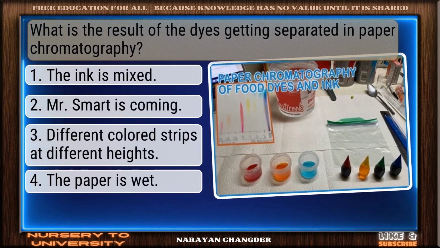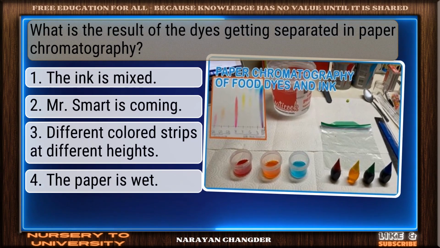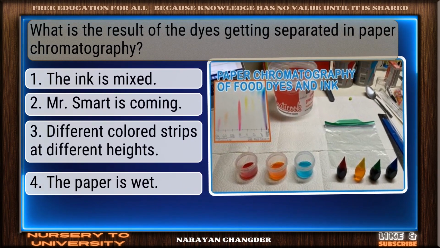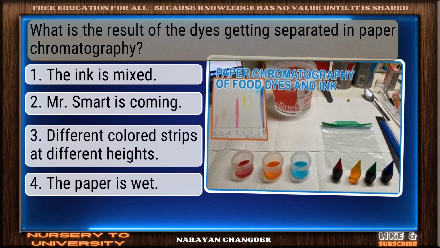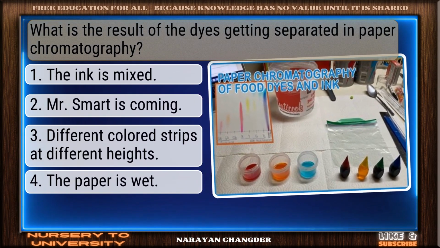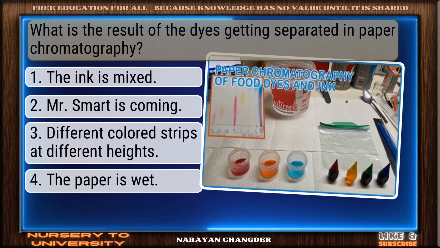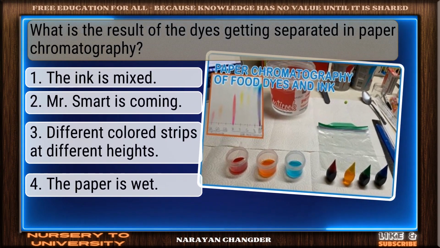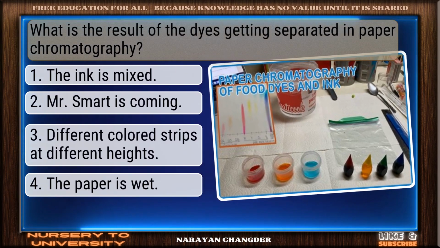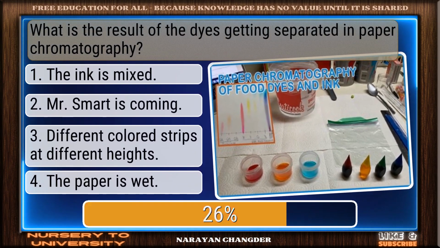Can you solve all these paper chromatography questions? What is the result of the dyes getting separated in paper chromatography? Option 1. The ink is mixed. Option 2. Mr. Smart is coming. Option 3. Different colored strips at different heights. Option 4. The paper is wet.